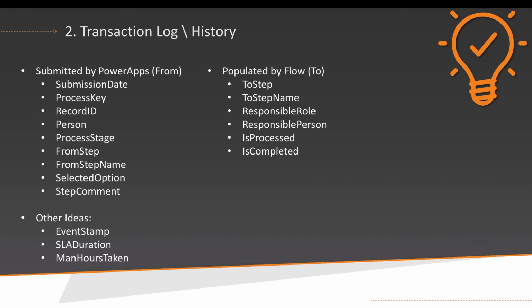Another idea for that is typically things like SLA duration. What is the expected time that we wanted this thing to be in this step, and how long did it actually take in that step? More ideas are things like man hours taken. So as soon as somebody hits submit in PowerApps, you can ask them how much time they spent on this, and this could then automatically populate timesheets and these sort of things.